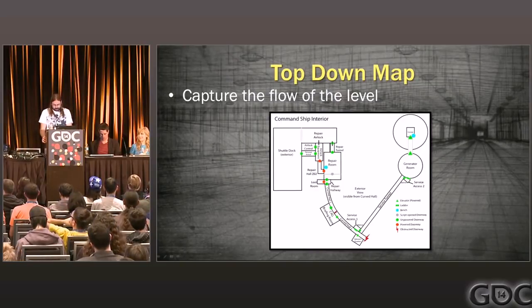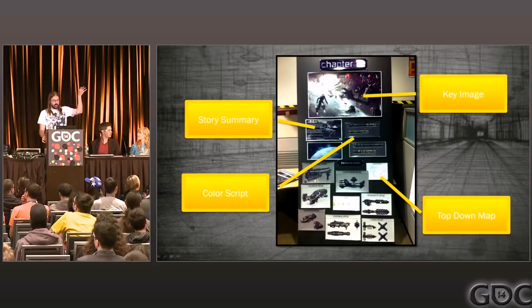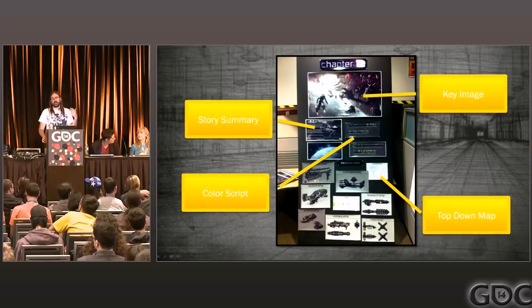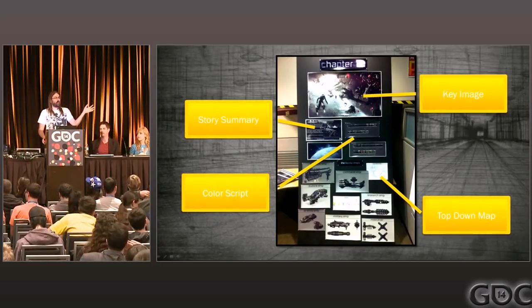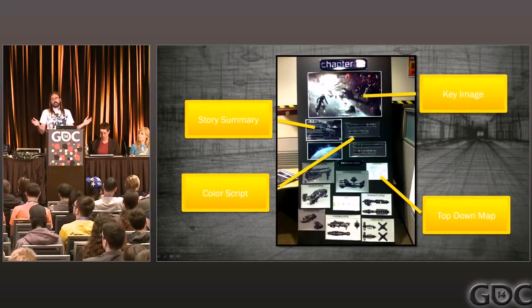So I think that one thing that is important is, once you feel like you've got some momentum behind what you're building, to take it and make these boards where we'll get some key art, some key images, we'll have a story summary, the top-down map, and then, because in Dead Space we're really worried about the lighting and the tone as you're progressing through the level, a color script of how we're going to make things. So if we have a major state change, like in Command Ship where you turn on the power, the second half is going to have a different feel.